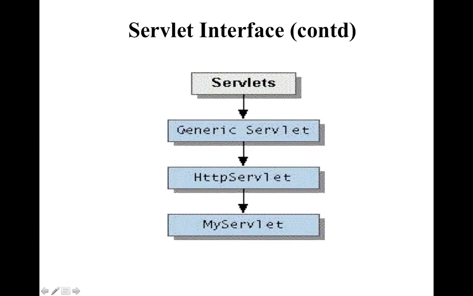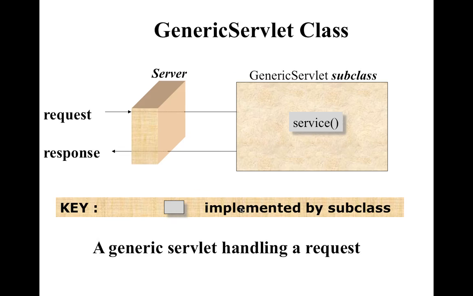Fine. Servlet interface. GenericServlet is an abstract class. It implements the Servlet interface, and then HttpServlet extends GenericServlet, and then my servlet, the servlet that we are writing, extends HttpServlet. That means we inherit all the behavior of GenericServlet and also HttpServlet. That's why we were able to communicate with the browser. So GenericServlet class, request, response.